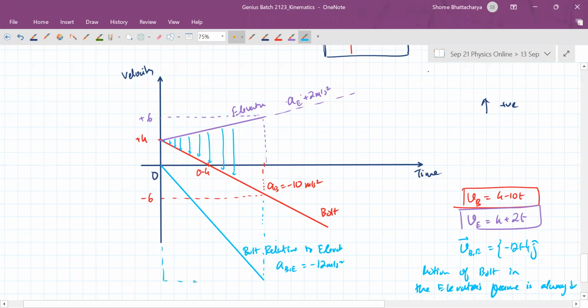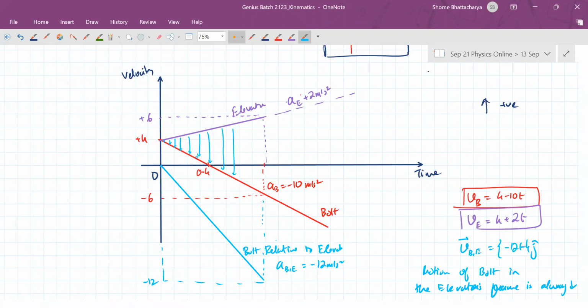Sir, but sir, the velocity of the bolt with respect to the elevator will be 0 at some time before the motion was recorded, right? At t equal to 0, even when the motion starts, because at that moment it's just coming off the ceiling, no? Yes, sir. But sir, according to our formula, it should be -4 as soon as the motion starts. But that formula is not applicable before the bolt comes off, no? Because it's not in free fall before the bolt starts off.